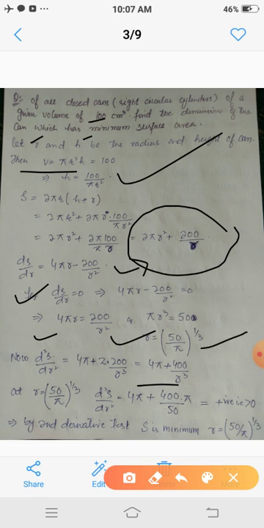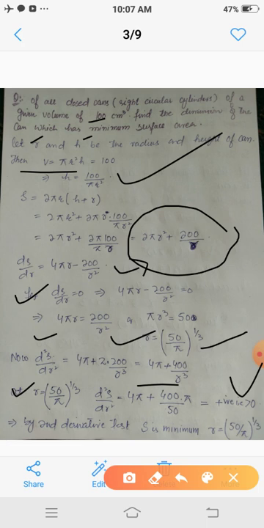Now we will check the sign of this d2s upon dr square at r equals the cube root of 50 upon pi. When we substitute r equals (50 upon pi) whole raised to the power 1 by 3 in d2s upon dr square, it is positive. By the second derivative test, s is minimum, the surface area is minimum when r is (50 upon pi) whole raised to the power 1 upon 3. So this means that this is one dimension at which the surface area is minimum.